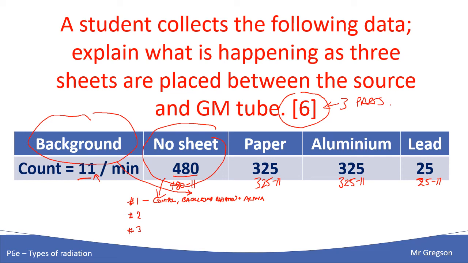And then of course we get to alpha. Now, if you've watched the demo, you would have seen a piece of paper stops out alpha particles, and what we'd be really looking for is the difference between 480 minus 325. That would tell us how many of those counts would have been alpha particles.